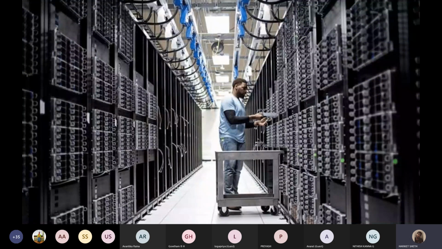They are monitoring their servers. They are also providing scalability, and they are also looking into cooling mechanisms. Because if you have physical servers, you also have to look into cooling mechanisms.